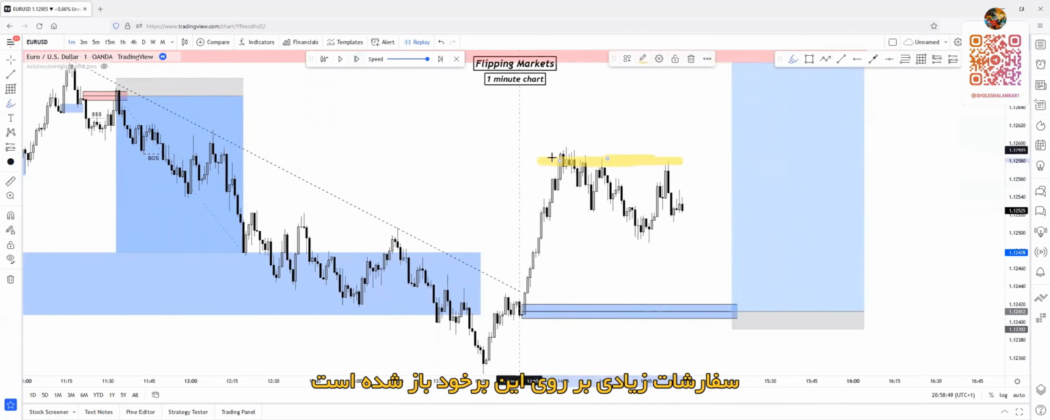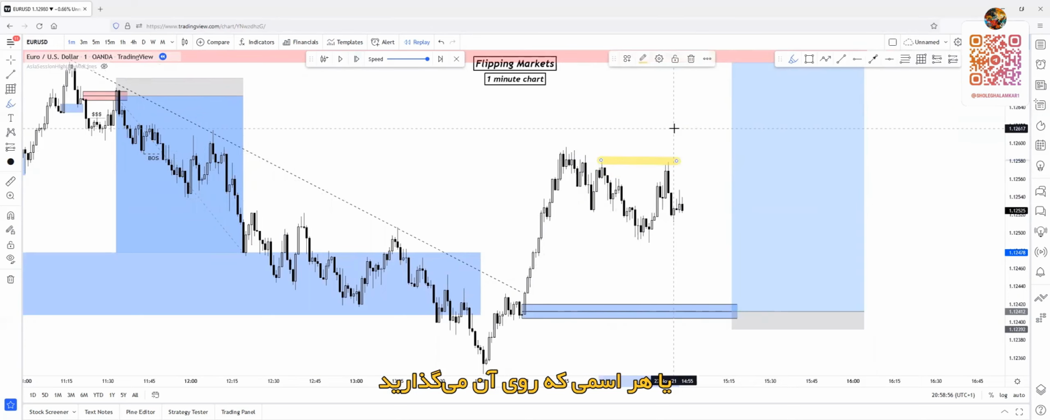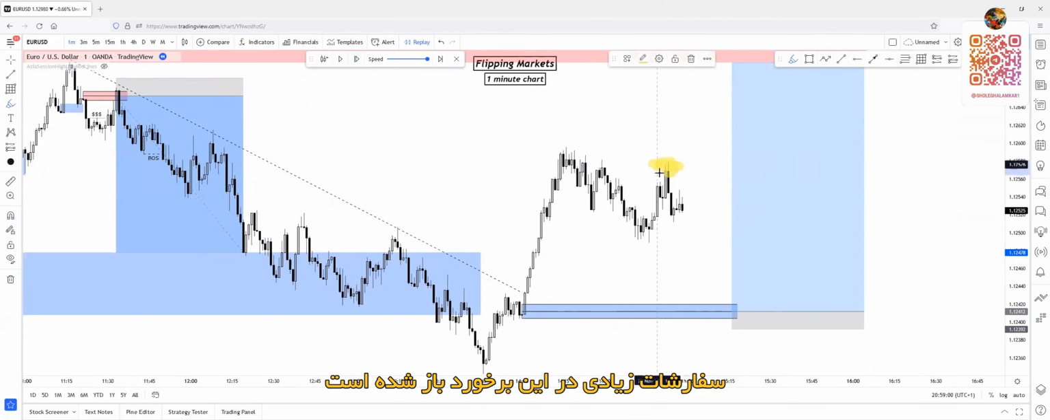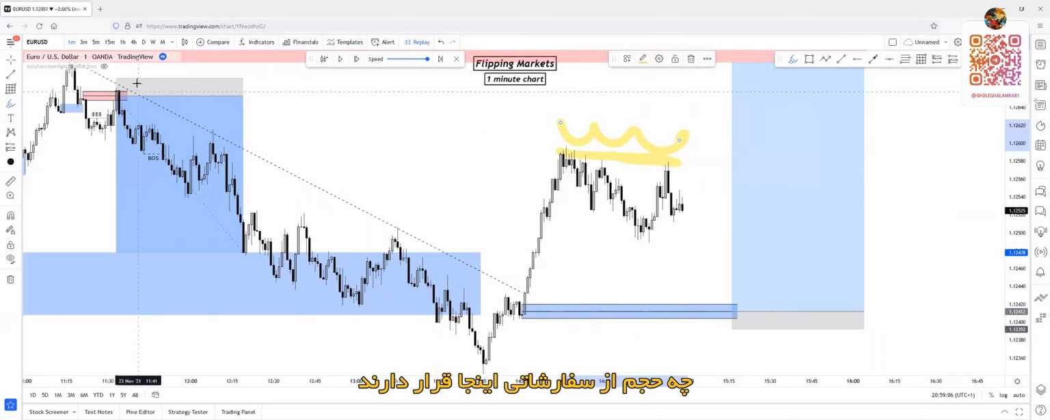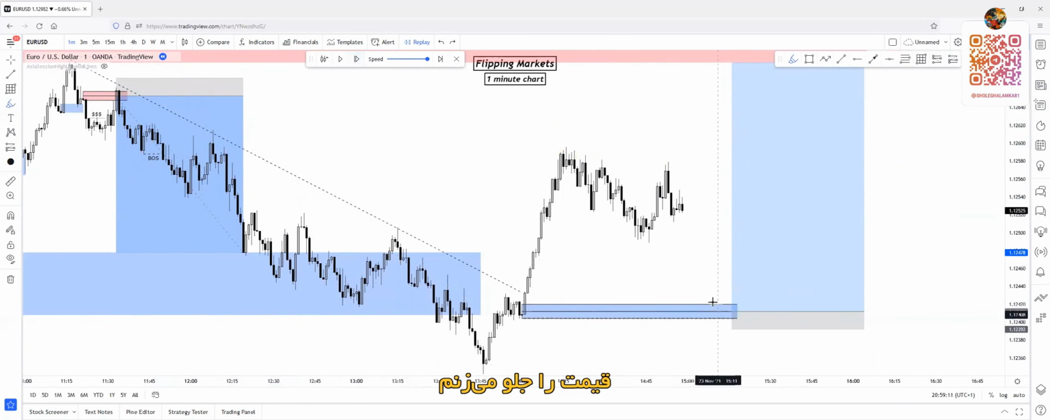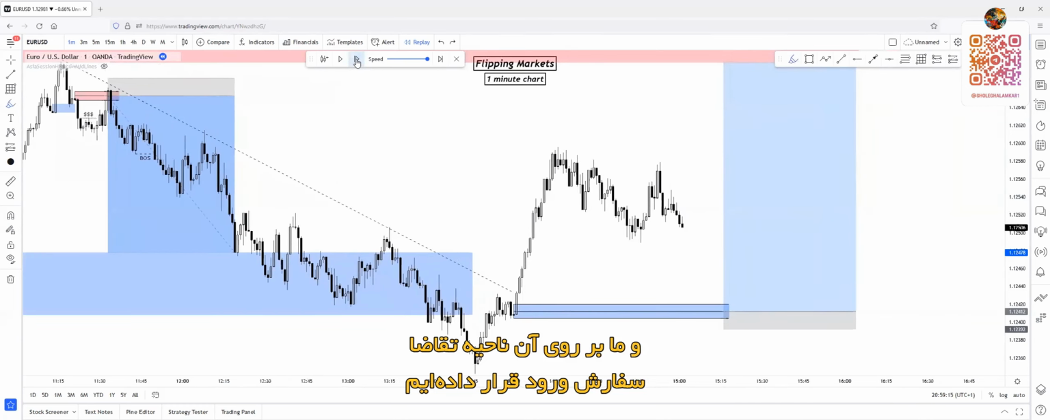So loads of orders have been opened on this touch too, because this was a supply zone, or this was a double tap, I don't know how you call it. Just loads of orders have been placed on this touch also. So just imagine how many orders are still sitting here. So yeah, I will just play price forward. We are waiting for this demand to be tapped, and we have a limit order on that demand zone.